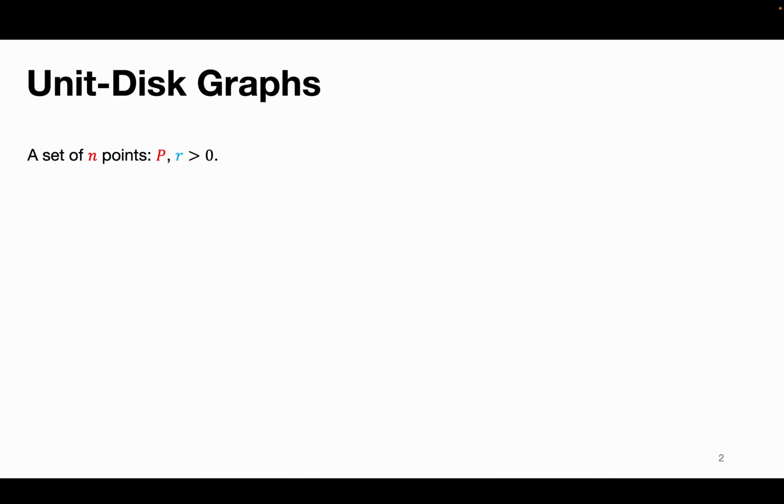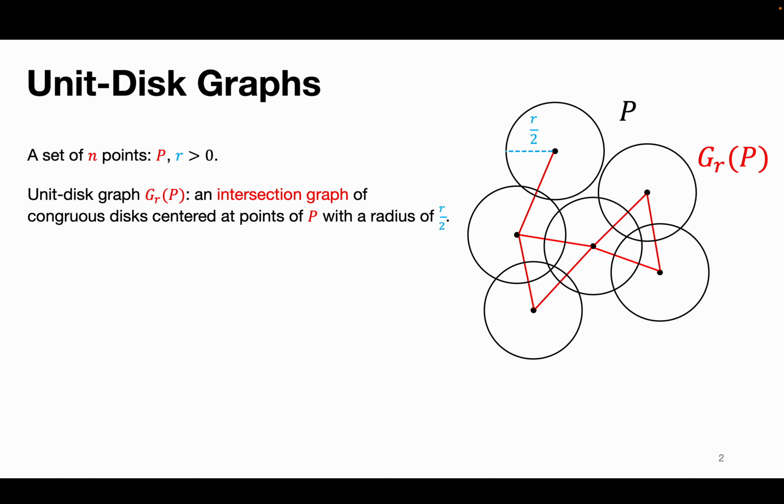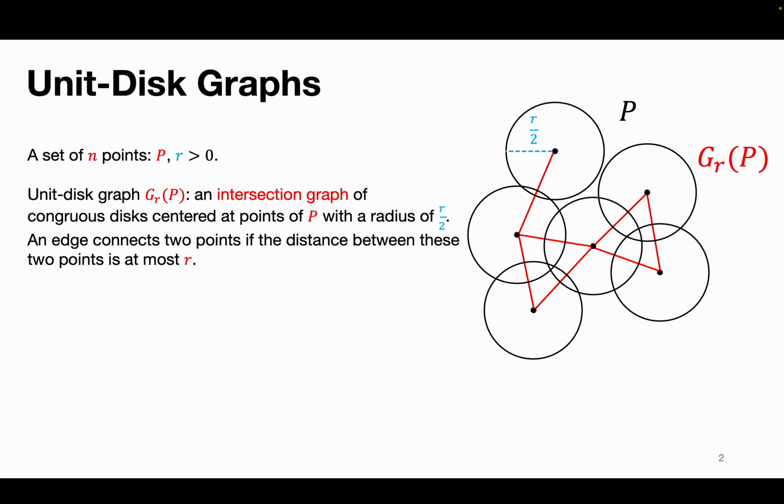Given a set P of n points and a parameter r which is larger than 0, a unit graph is an intersection graph of congruent disks centered at the points of P with a radius of r/2, which means an edge connects 2 points if the distance between these 2 points is at most r.